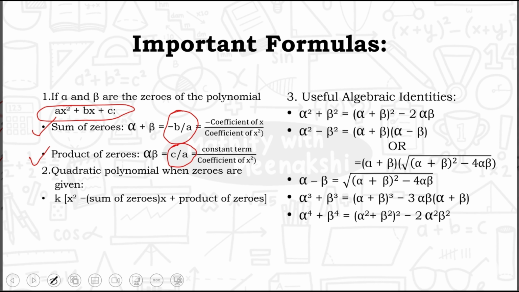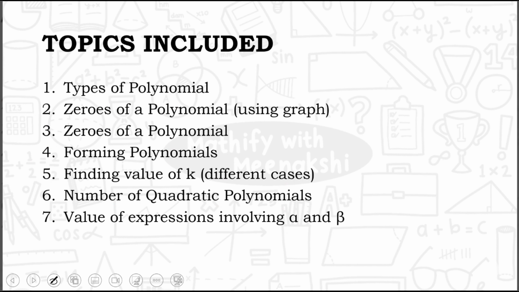Second, how we can find a quadratic polynomial when the zeros are given to you, or directly the sum of zeros or the product of zeros are given to you. Third, how we can find values of expressions involving alpha and beta, where alpha and beta are zeros of a quadratic polynomial. So now let's move to 7 important topics that are frequently asked in board examination. Let's see all the topics one by one.